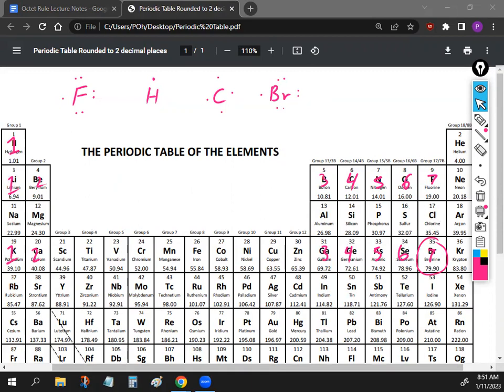Alrighty, so that's how you do a Lewis structure. Hopefully you guys are comfortable with that, because you will need to know that for today. But do you guys have any questions about any of those? Yes.